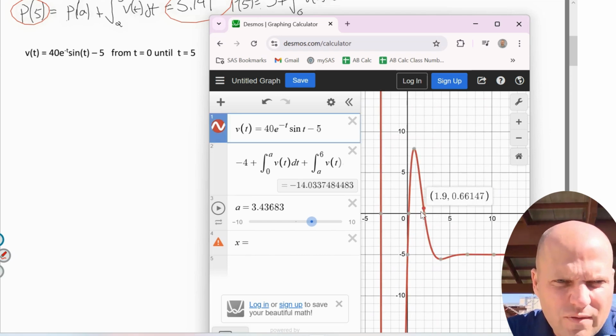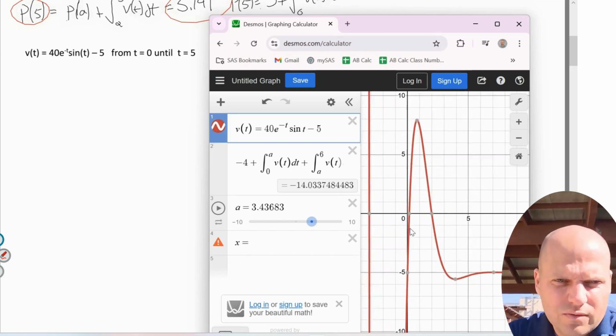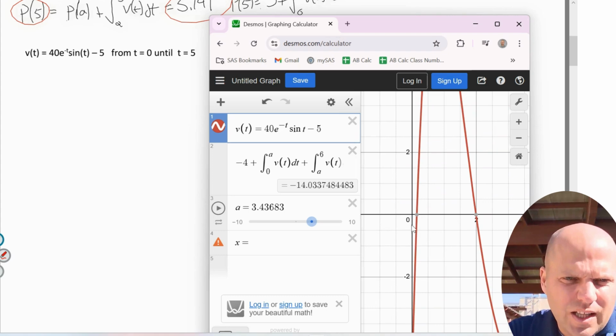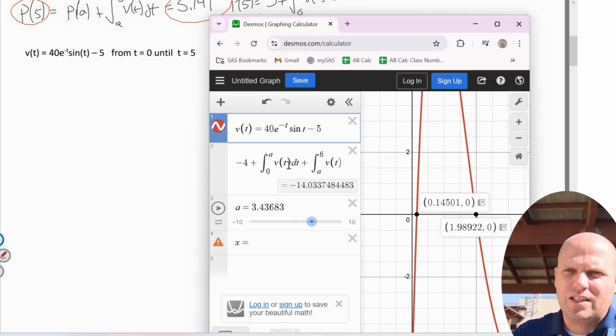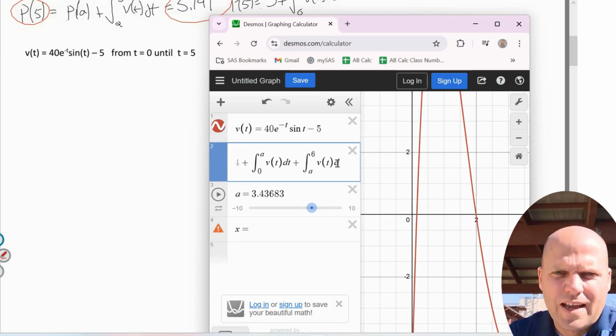Okay, from 0 to 5. Again, why do I keep giving you positive? Oh, no. Yo, we got an A and a B team. Look at that. Negative velocity, then positive velocity, then negative velocity. Cool. All right. We got an A and a B.